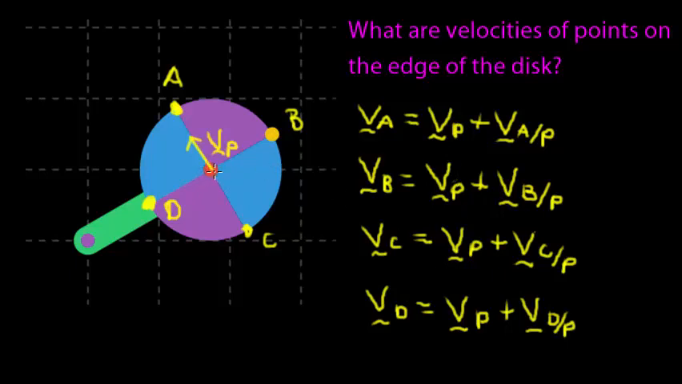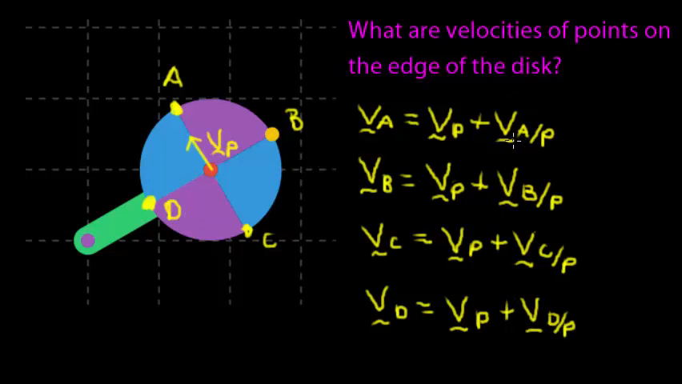It's the velocity of this point P, which is the center, right? The center is just going around in a perfect circle around this fixed point O, as we've seen already. So in each of these cases, VP is the same. What makes the velocity of these points on the outer edge of the disk different are these relative velocities. Remember what these relative velocities mean.